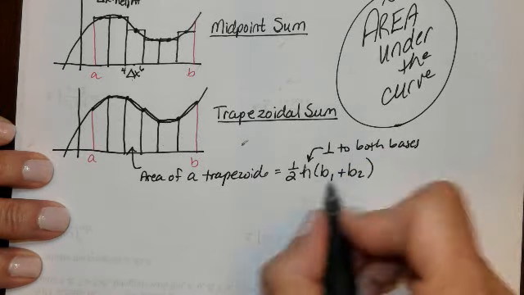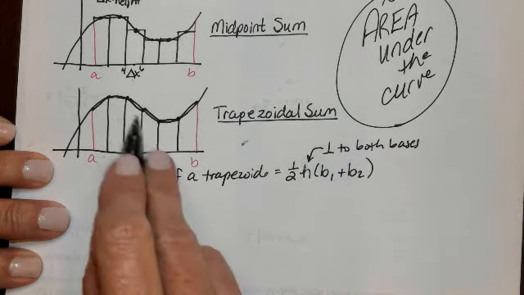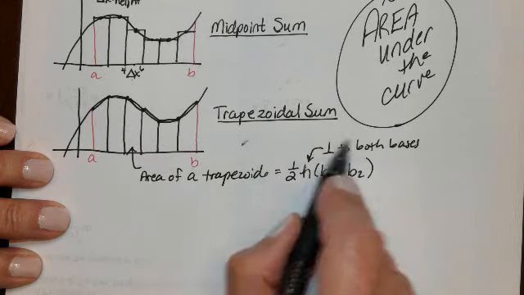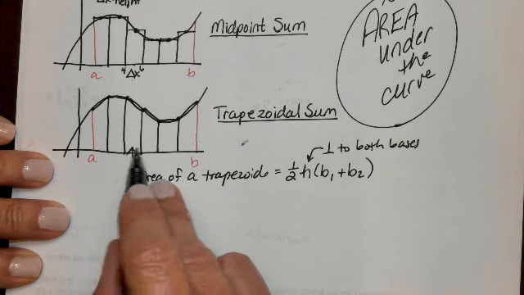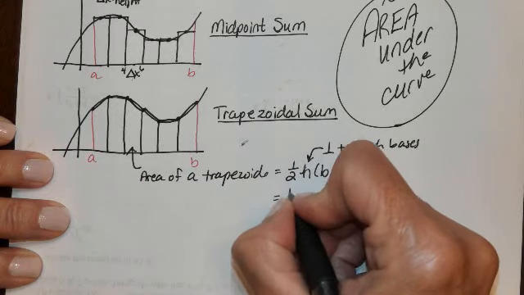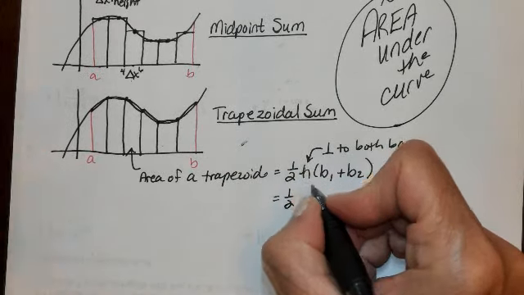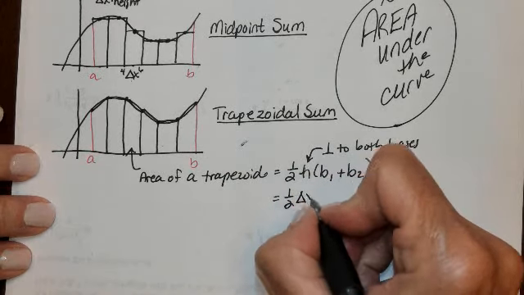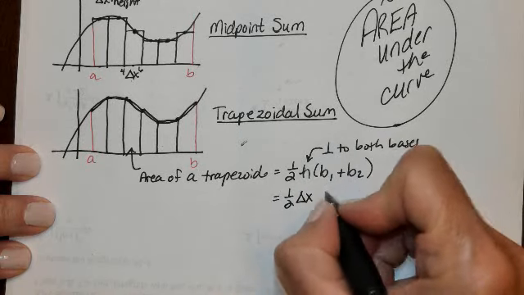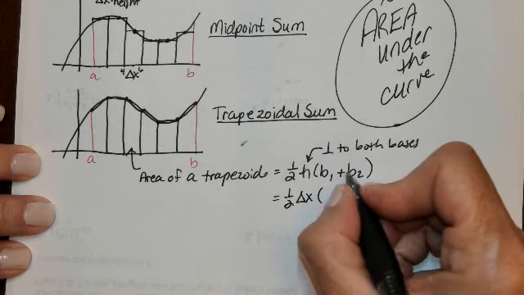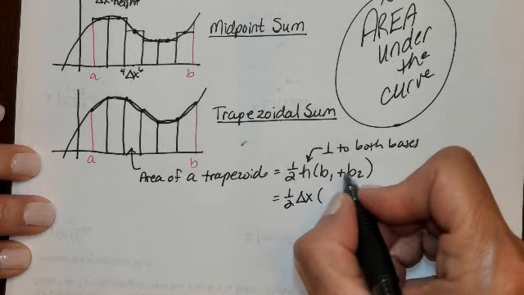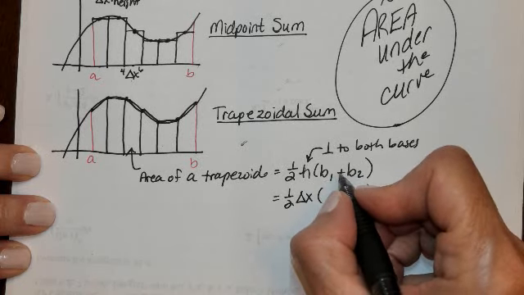Okay? So for us, which part of this trapezoid is perpendicular to both bases? Well, it's down here. It's this delta x. So for us, the height of the trapezoid will always be our delta x. The bases of a trapezoid are always the parallel sides.